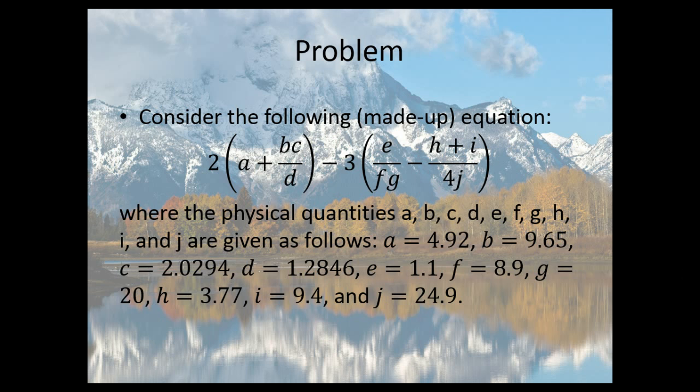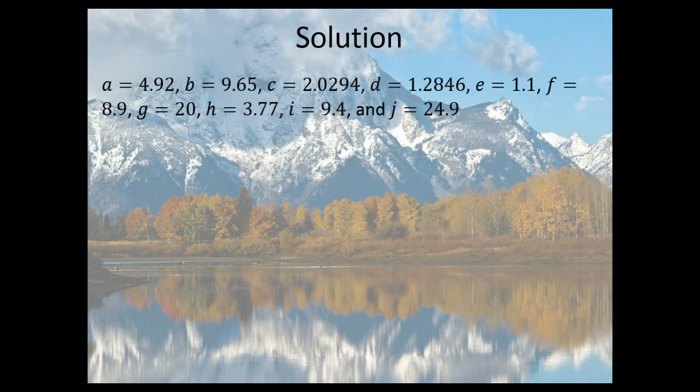Anyway, so on to this problem. So here we have a reasonably nasty expression with values defined, and we're assuming that a through j are actually physical quantities. But of special note is the fact that the numbers 2 and 3 here are not physical quantities. They're part of the equation. They're exact. So let's see how this goes.